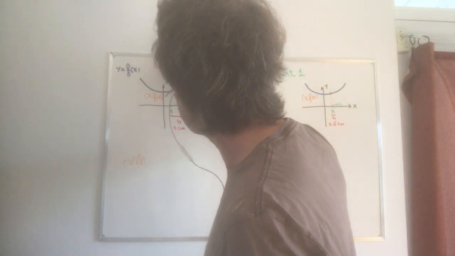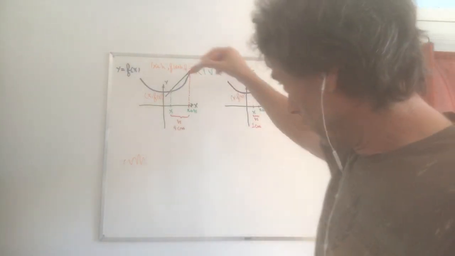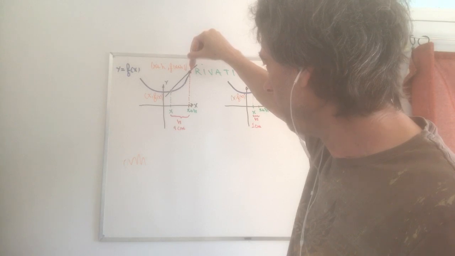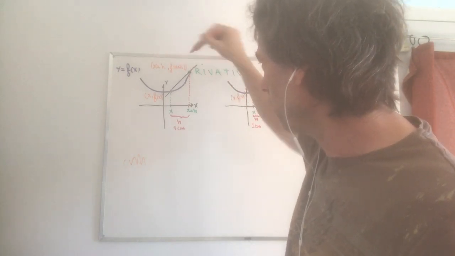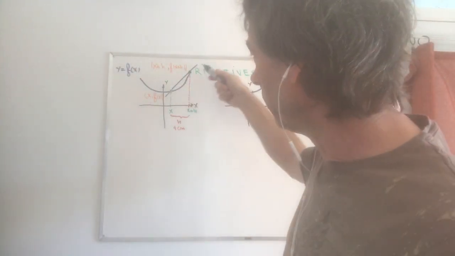X plus h, comma, f of x plus h. So I have this point, x, f of x, and I have this other point further away, x plus h, comma, f of x plus h. Good. So I will be interested now in finding something pretty natural about this line.